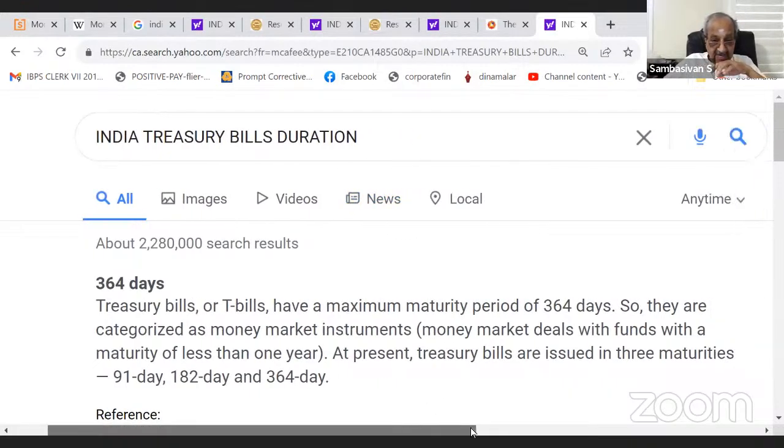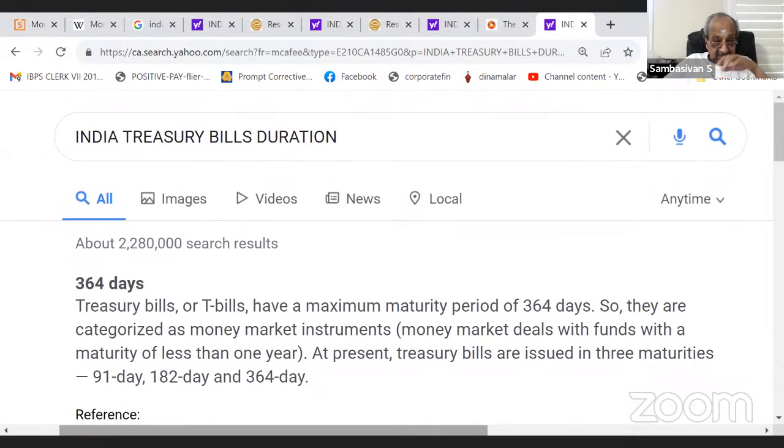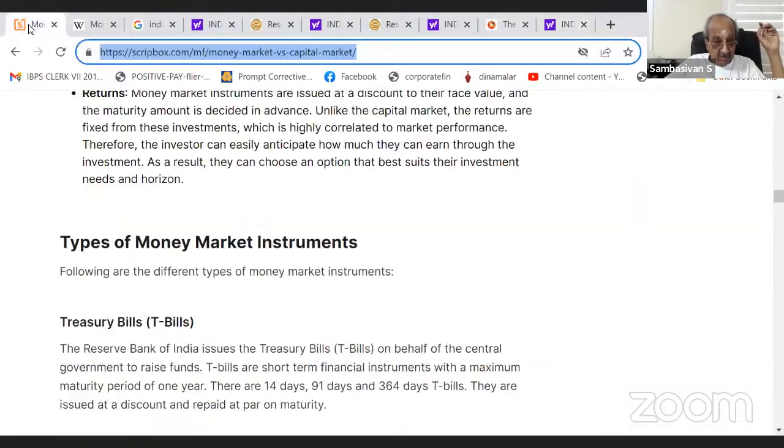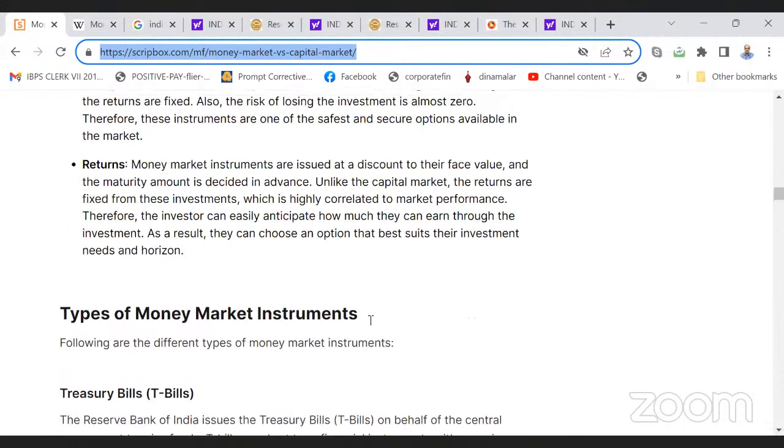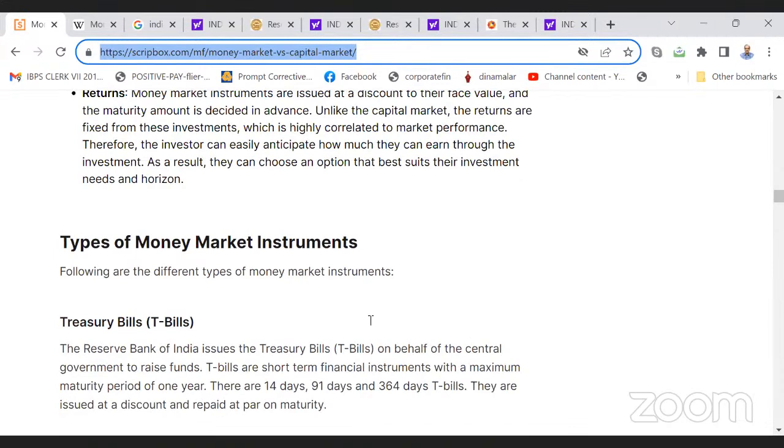At present, treasury bills are of 3 maturities: 91 days, 182 days, 364 days. You are right. That is, 14 days is not there. 91, 182, and 364. Good. Very good. You told correctly. This is, I think, some old material. So, doesn't matter. Good. They are issued at a discount and repaid at par on maturity. Very good.